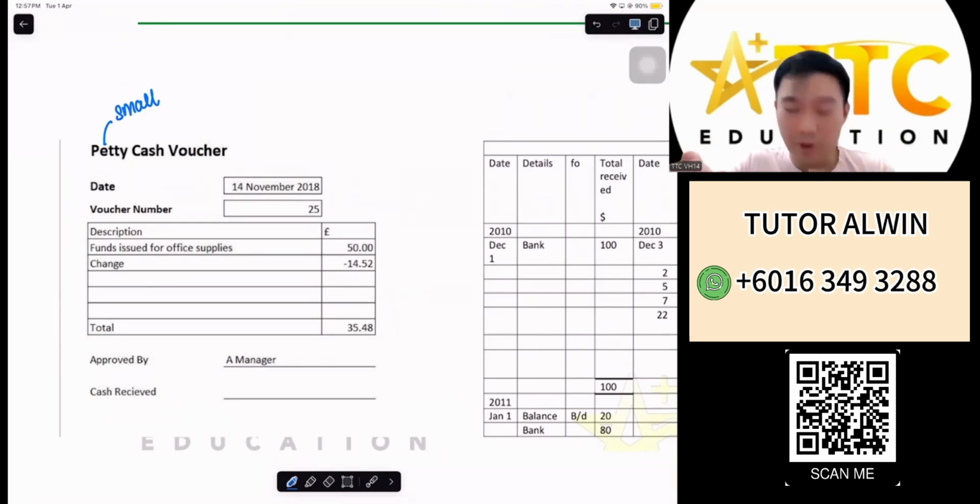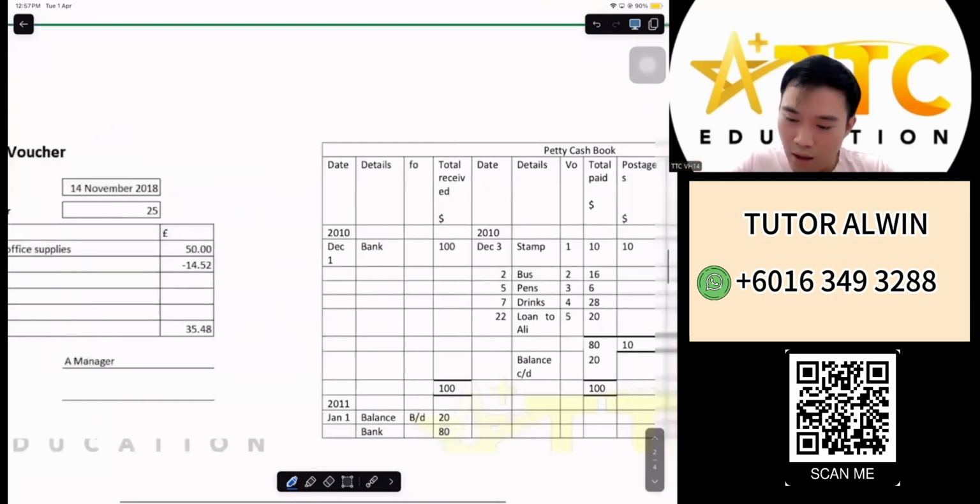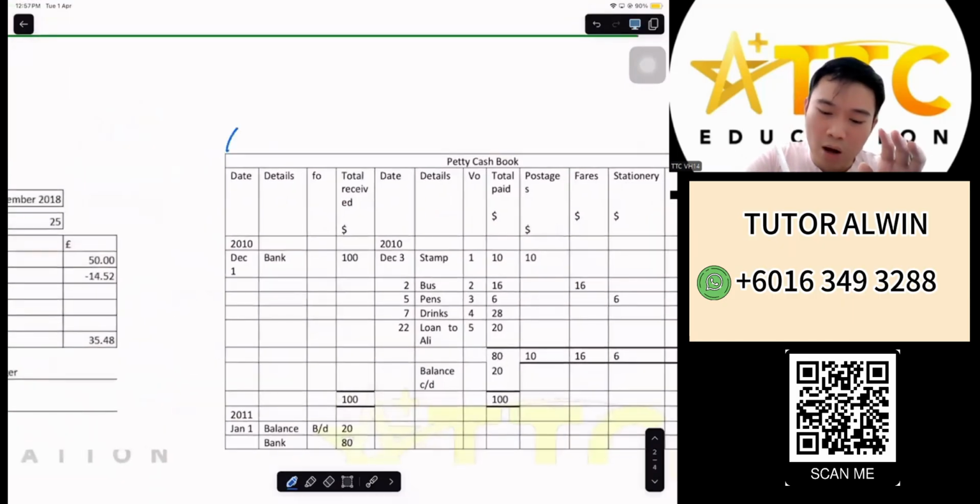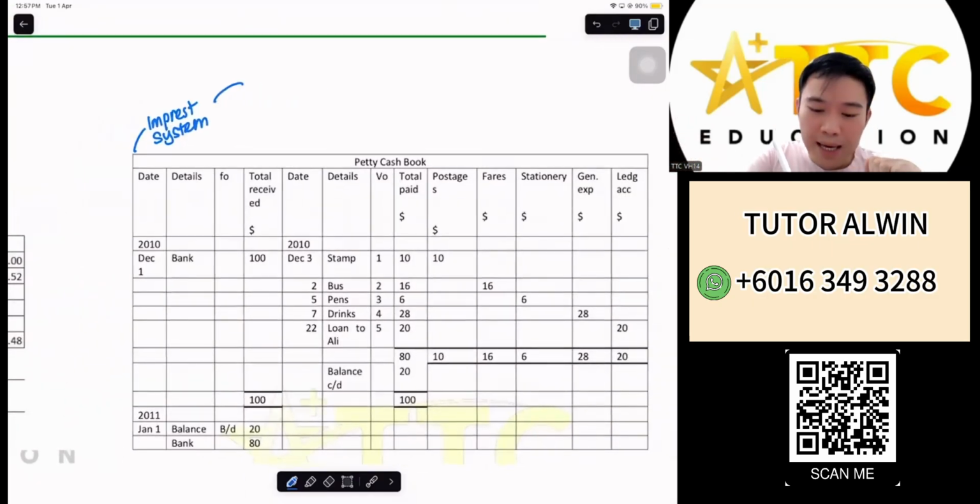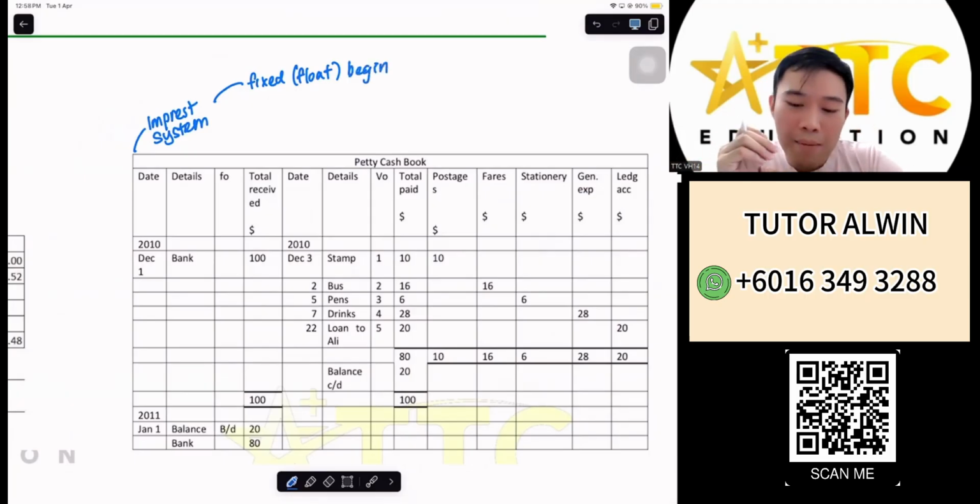And we also have the petty cash voucher. So how does this work? The petty cash book works on a system called the imprest system, whereby at the beginning of the month there will be a fixed set of money. We call it the float, which is fixed at the beginning of the month. Your chief cashier will allocate a sum of money into the box every month, after you have all decided on an amount that you are going to make the fixed one every month.